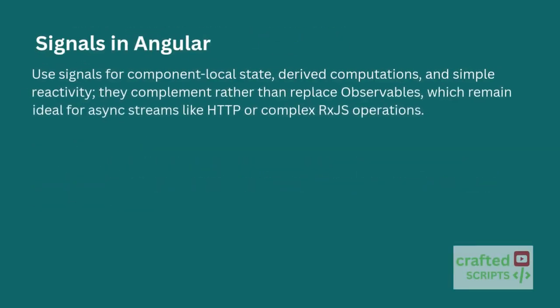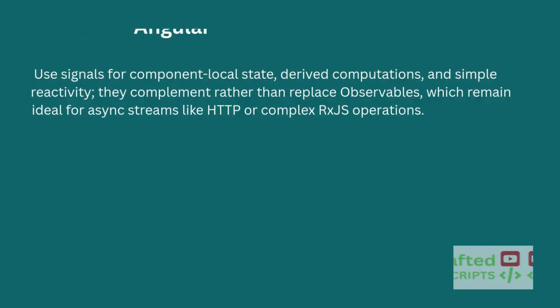Use signals for component local state, derived computations, and simple reactivity. They complement rather than replace observables, which remain ideal for async streams like HTTP or complex RxJS operations.